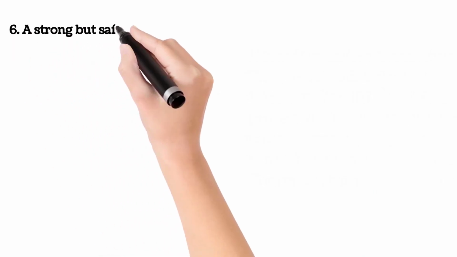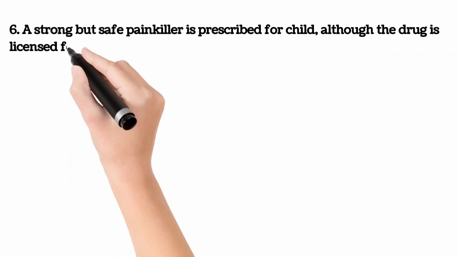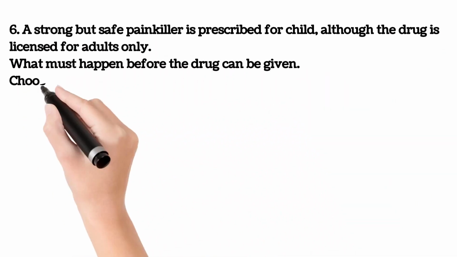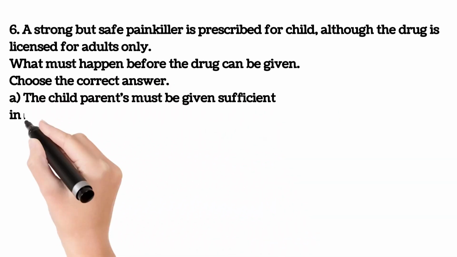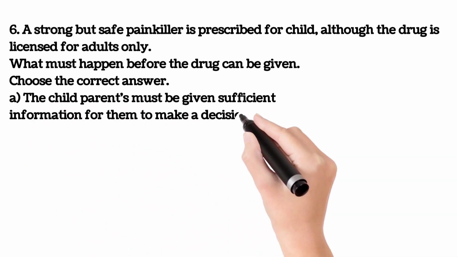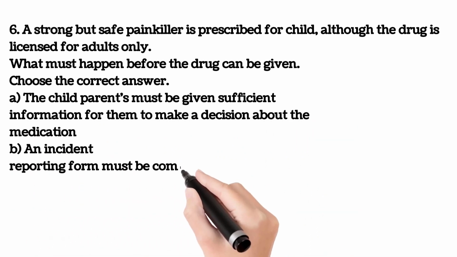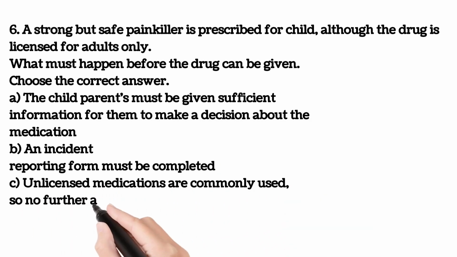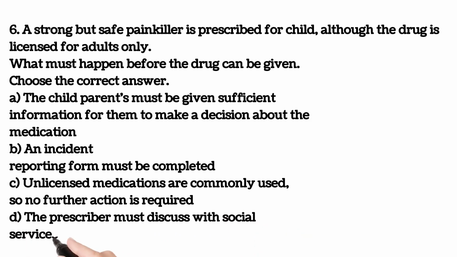6. A strong but safe painkiller is prescribed for a child, although the drug is licensed for adults only. What must happen before the drug can be given? Choose the correct answer. A. The child's parents must be given sufficient information for them to make a decision about the medication. B. An incident reporting form must be completed. C. Unlicensed medications are commonly used, so no further action is required. D. The prescriber must discuss with social services before the drug is given.